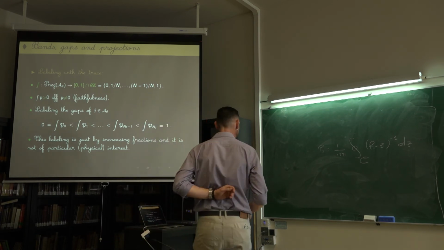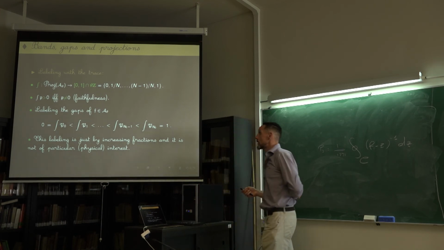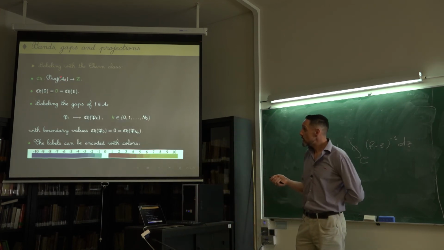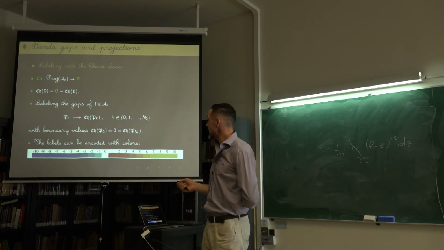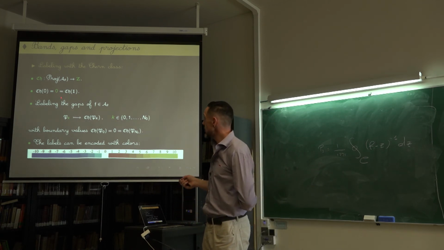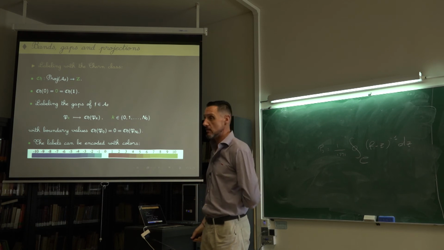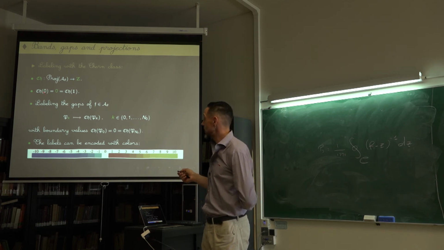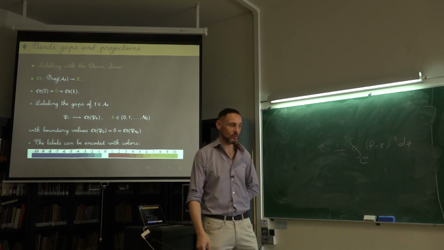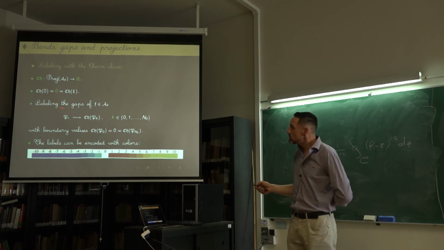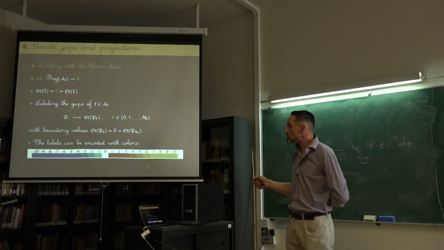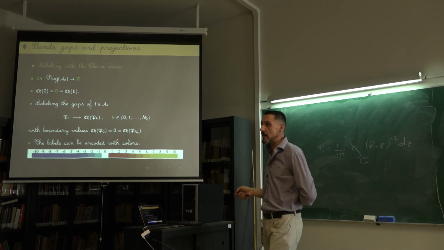I have a second way to label my gaps, and it is using the Chern class. I can associate to each projection an integer which is given by the Chern class. The Chern class of the trivial projection 0 is 0, and the Chern class of the full projection 1, the identity, is 0. And for the other projections, well, something can happen.